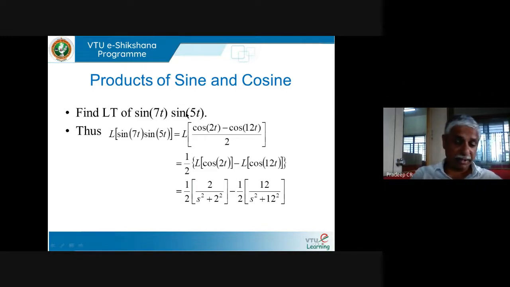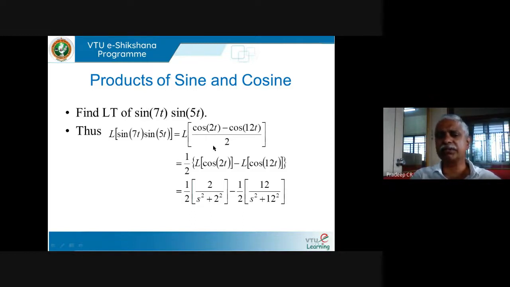This is how you would integrate also. If you wanted to integrate sine 5t into sine 7t, this is precisely how you would do it. You call it I here and I here. I of cos 2t, you know, you will write. I of cos 12t is easy to find, so you will do that. So remember here, for us, sine of this can be any number, I can do it. But if it is sine into sine, it is difficult to do.